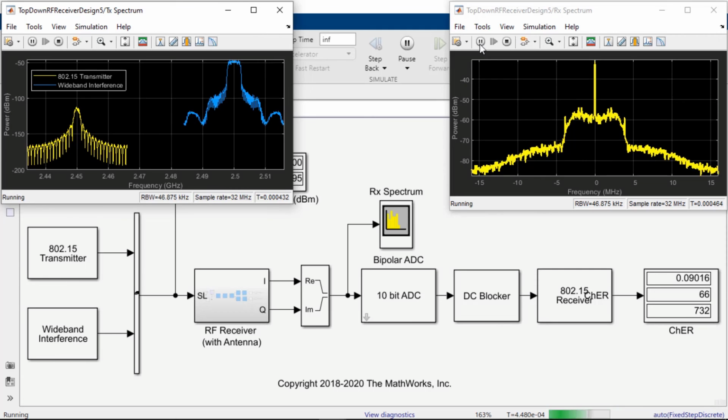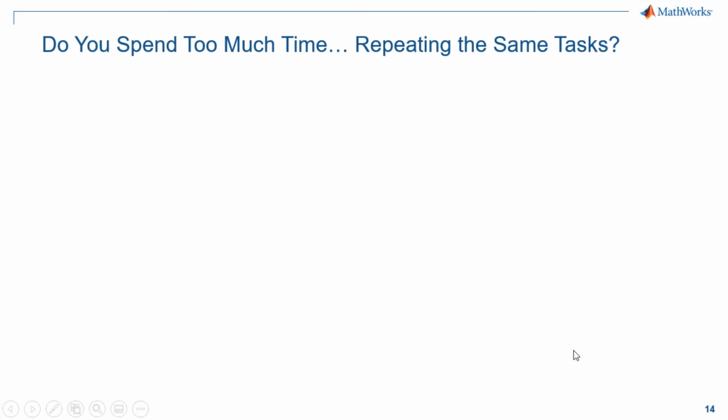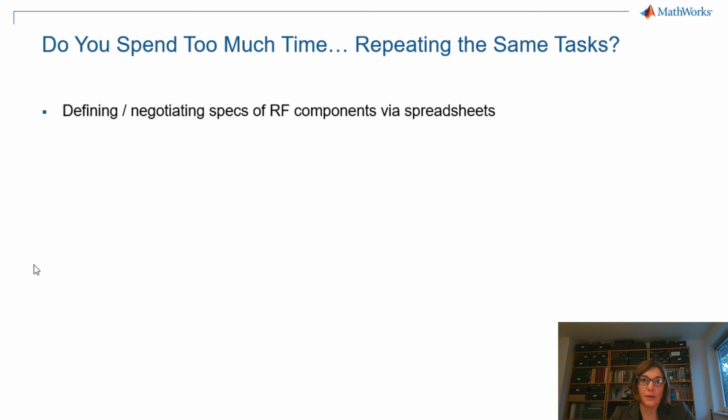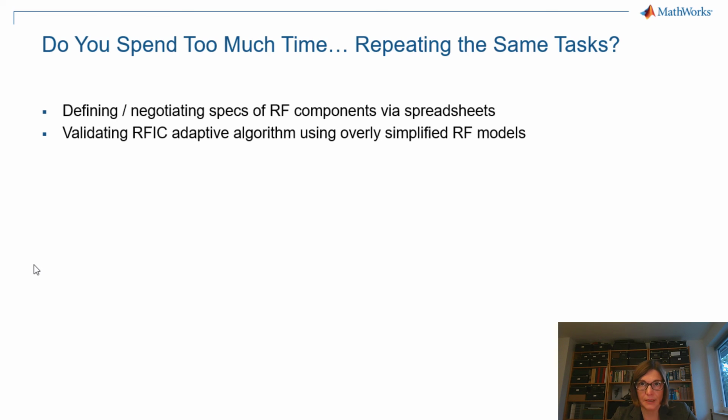As we finish up with this last example, I would like to quickly summarize what we have covered so far and share some observations on how the workflow that we have covered can be used to improve the efficiency of RF transceiver design in general. Do you find yourself spending too much time repeating the same tasks over and over again? For instance, do you find spreadsheet analysis to be incomplete, time-consuming to develop, and hard to understand? Do you find that you need to continuously amend your calculations to include additional effects?